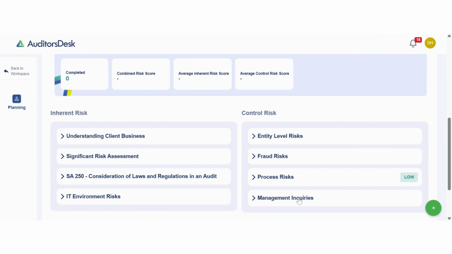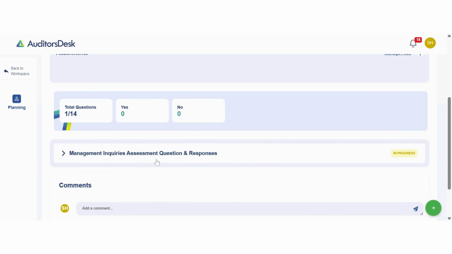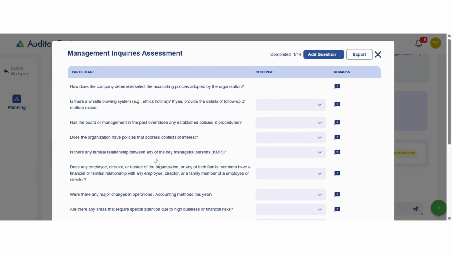4. Management inquiries. Even the best designed controls may miss risks that emerge from changes in circumstances or external events. Management inquiries help capture such risks.